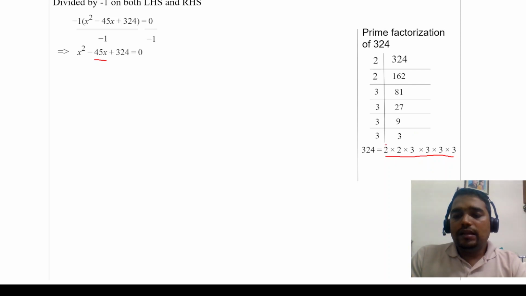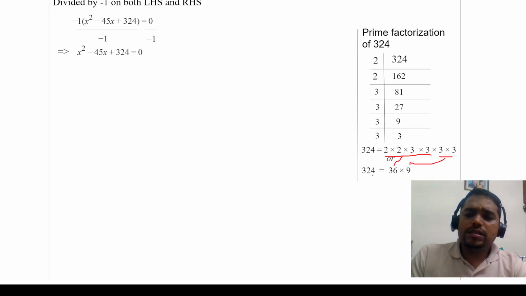Suppose we select the arrangement as follows: 2 2s are 4, 4 3s are 12, 12 3s are 36. So one of the numbers is 36, and 3 3s are 9. So 36 and 9, if added, we will get 45. I have rearranged these terms in such a way that I got 36 and 9. So how did I do that? I have taken the first 4 factors and multiplied them to get 36, and the last 2 factors are multiplied to get 9.